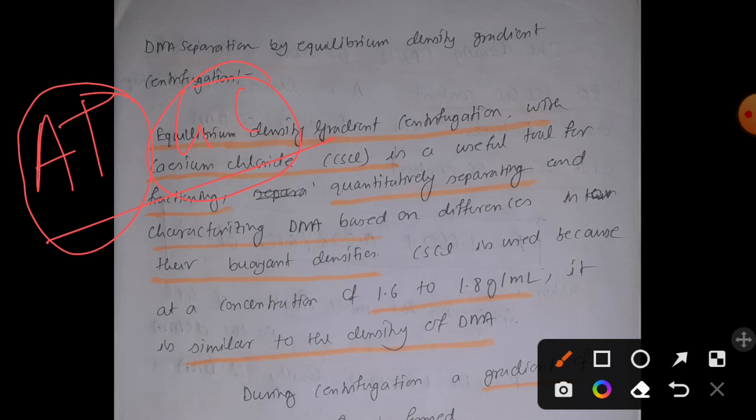Because there are 3 hydrogen bonds present between G and C. On the other hand, in between A and T there are only 2. Okay, so there is a relationship between rho and GC, that is our buoyant density and GC, and that is a proportional relationship. That means a DNA molecule having a higher GC content should have a higher buoyant density, and it will appear lower at the bottom.